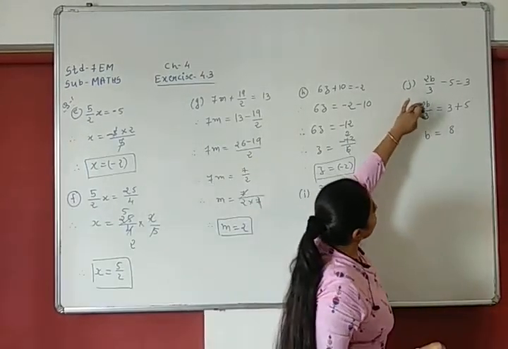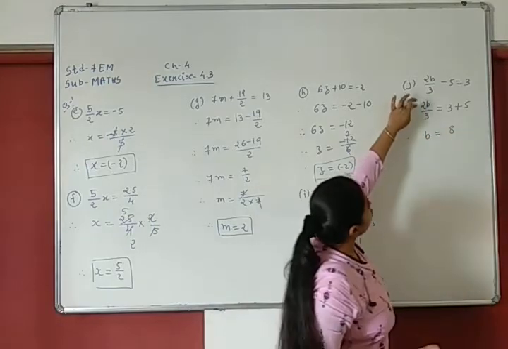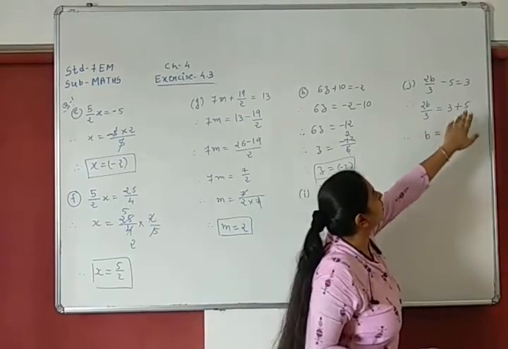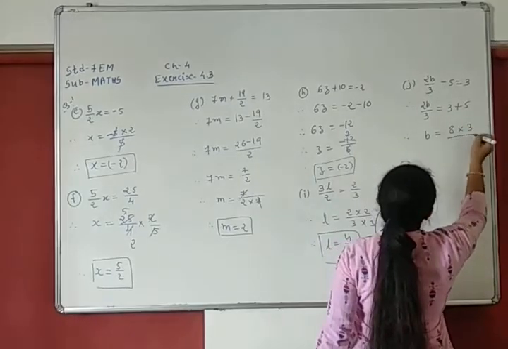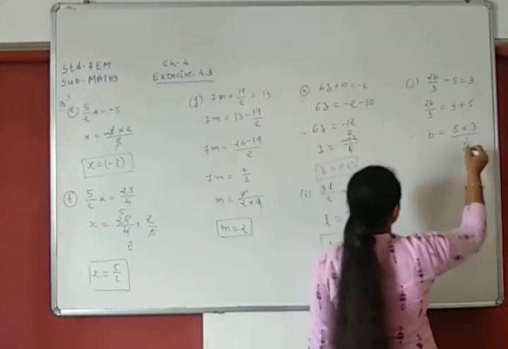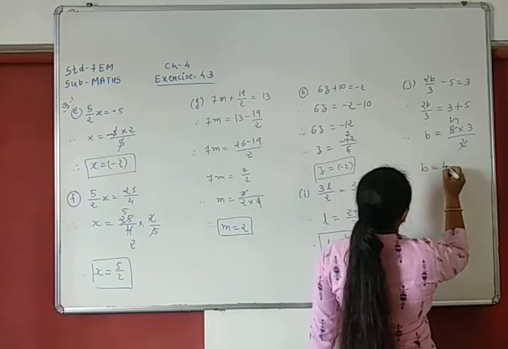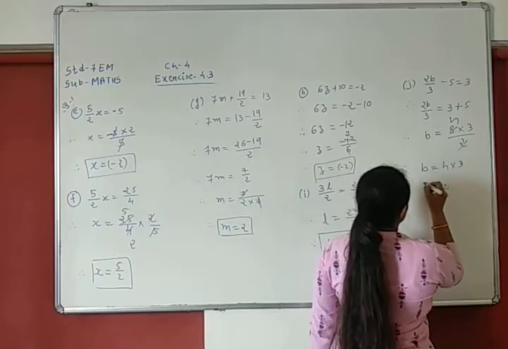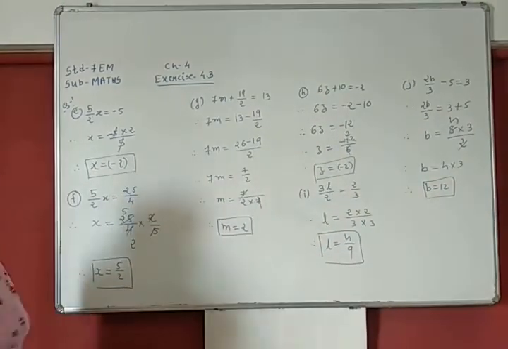This 2 by 3, let's send it to the other side all together. So 2 by 3 will become 3 by 2. Or you can say 3 will go in the numerator, 2 will go in the denominator. So it will be like this, 3 by 2. Okay. Now do the cancellation. 2 4s are 8. So the value of b will be 4 into 3, and 4 3s are 12. So that's all about question number 1. Now question number 2.